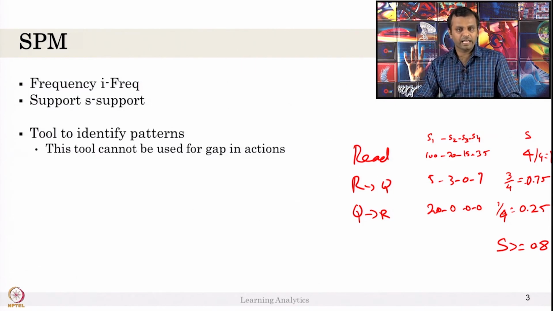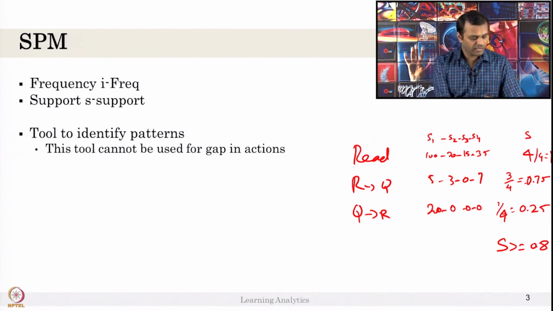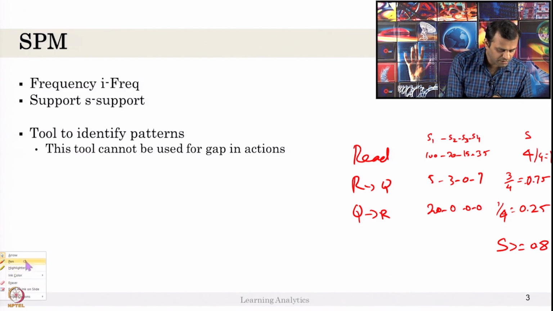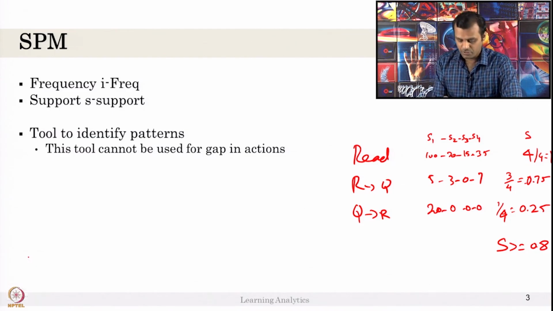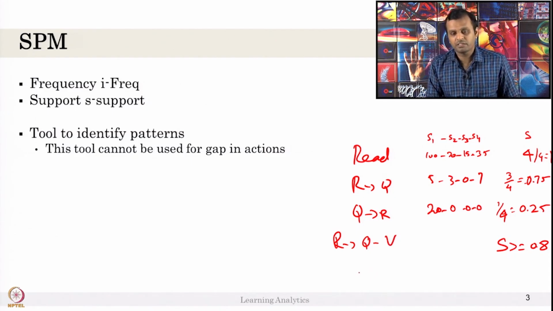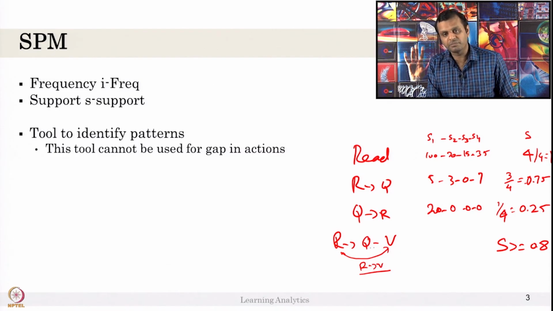But this tool cannot be used for the gaps in the actions. For example, some might be interested to identify the patterns with one gap, read, quiz, video. I am interested in patterns which are occurring immediately, read, quiz. Also I am interested in a pattern which occurs with a gap of one action, like how many times read to video occurred, should include also immediate occurrence, also with a gap of one more action in between.